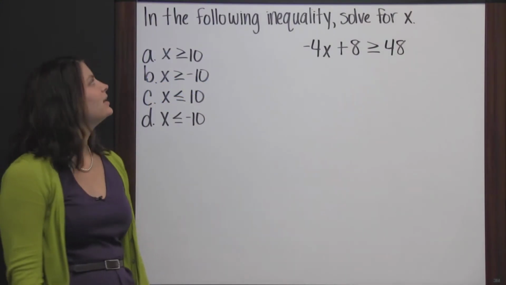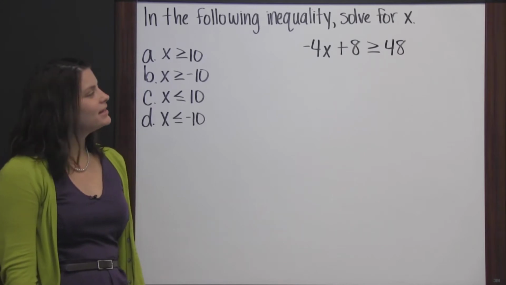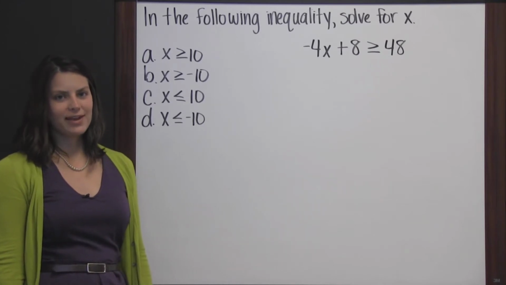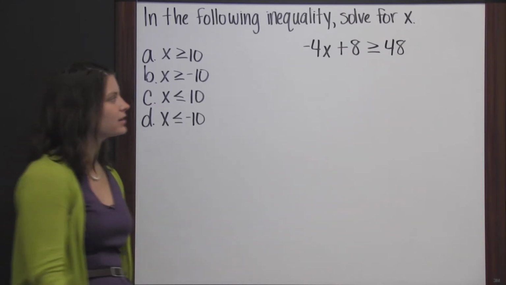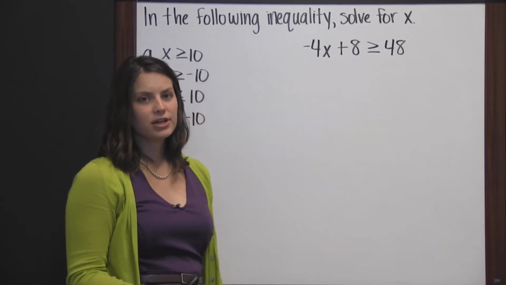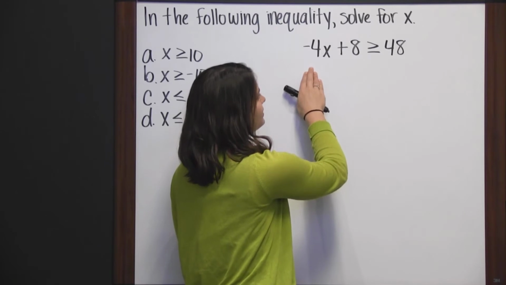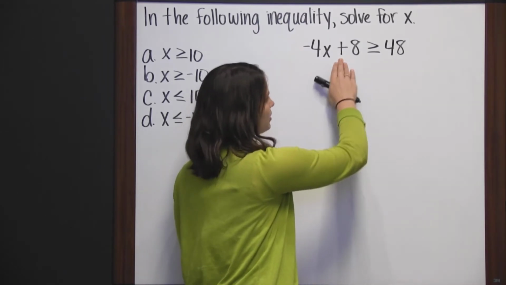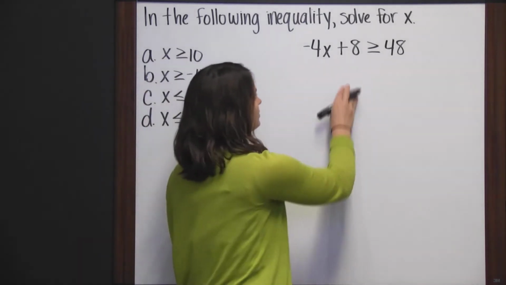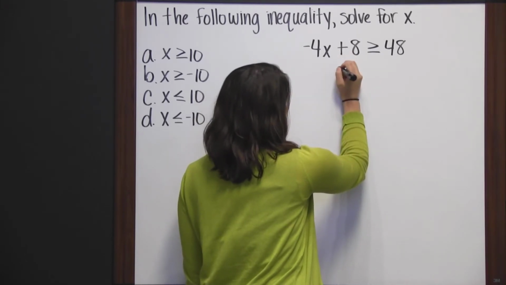In the following inequality, solve for x. Negative 4x plus 8 is greater than or equal to 48. To solve for x, we need to get x alone, which means undoing the operations that are being done to x currently. And that is negative 4 times x and plus 8. So we'll start by getting rid of the plus 8. And we can get rid of it by doing the exact opposite of adding 8, subtracting 8.